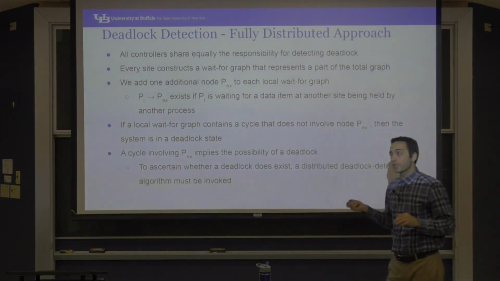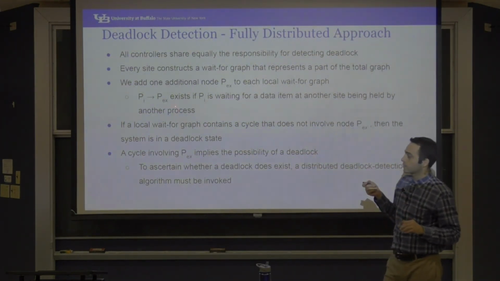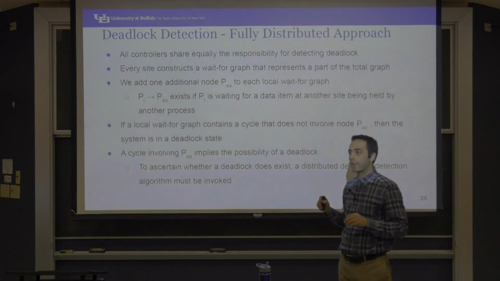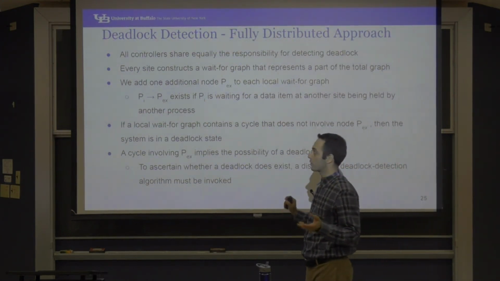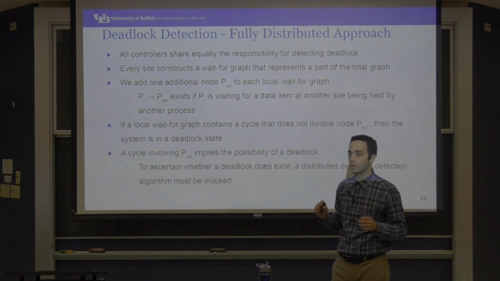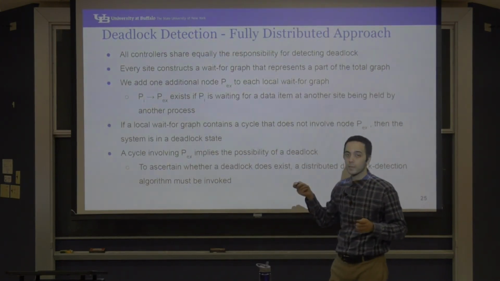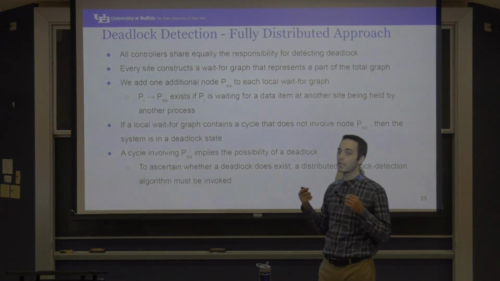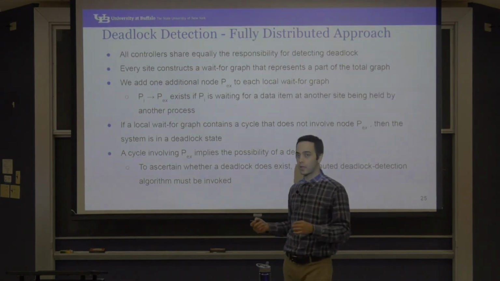If there is no cycle with the PX, they don't have to do anything in terms of distributed detection. If there is a cycle that includes PX, that doesn't necessarily mean a deadlock. It could mean a deadlock, right?